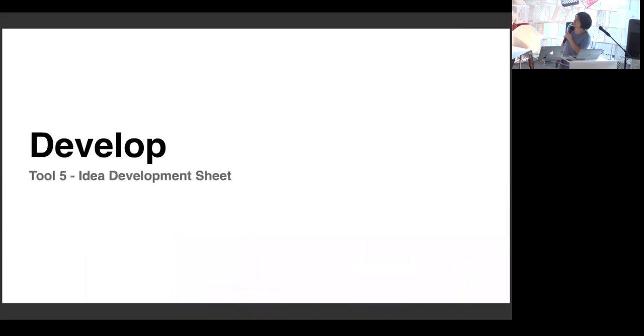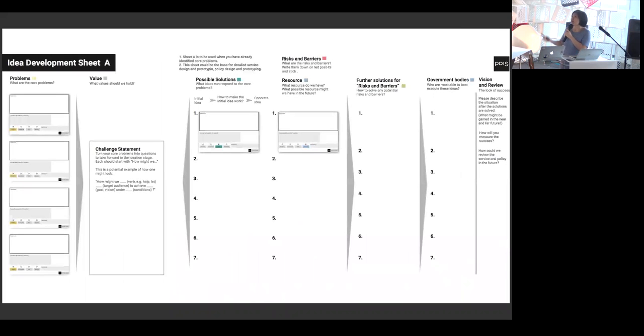And during the development stage, we have another tool called the idea development sheet, on the back of the room, where you will get a chance to put in the problems that you identified earlier and also the challenge statements that you have. So it gives you a chance to think about possible solutions and resources you may have. And then there's something really important over here. In these columns, you can put in information about risks and barriers.